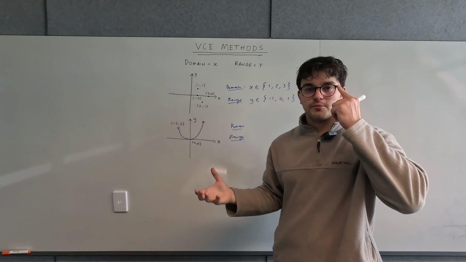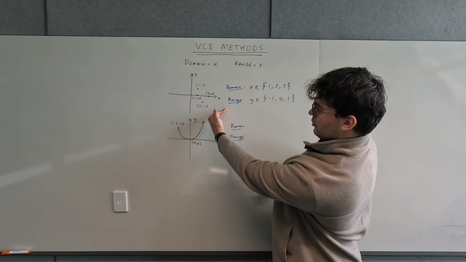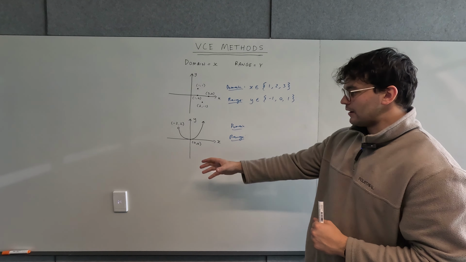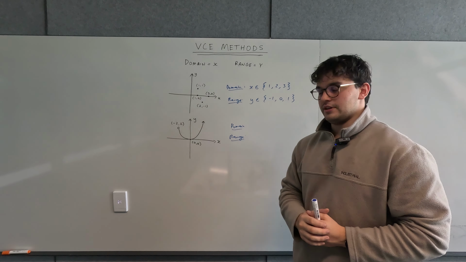But we should know from a parabola that it kind of goes on an angle, so it's going in the positive x, but also in the positive y as well. So that'll go all the way to positive infinity on the x-axis.